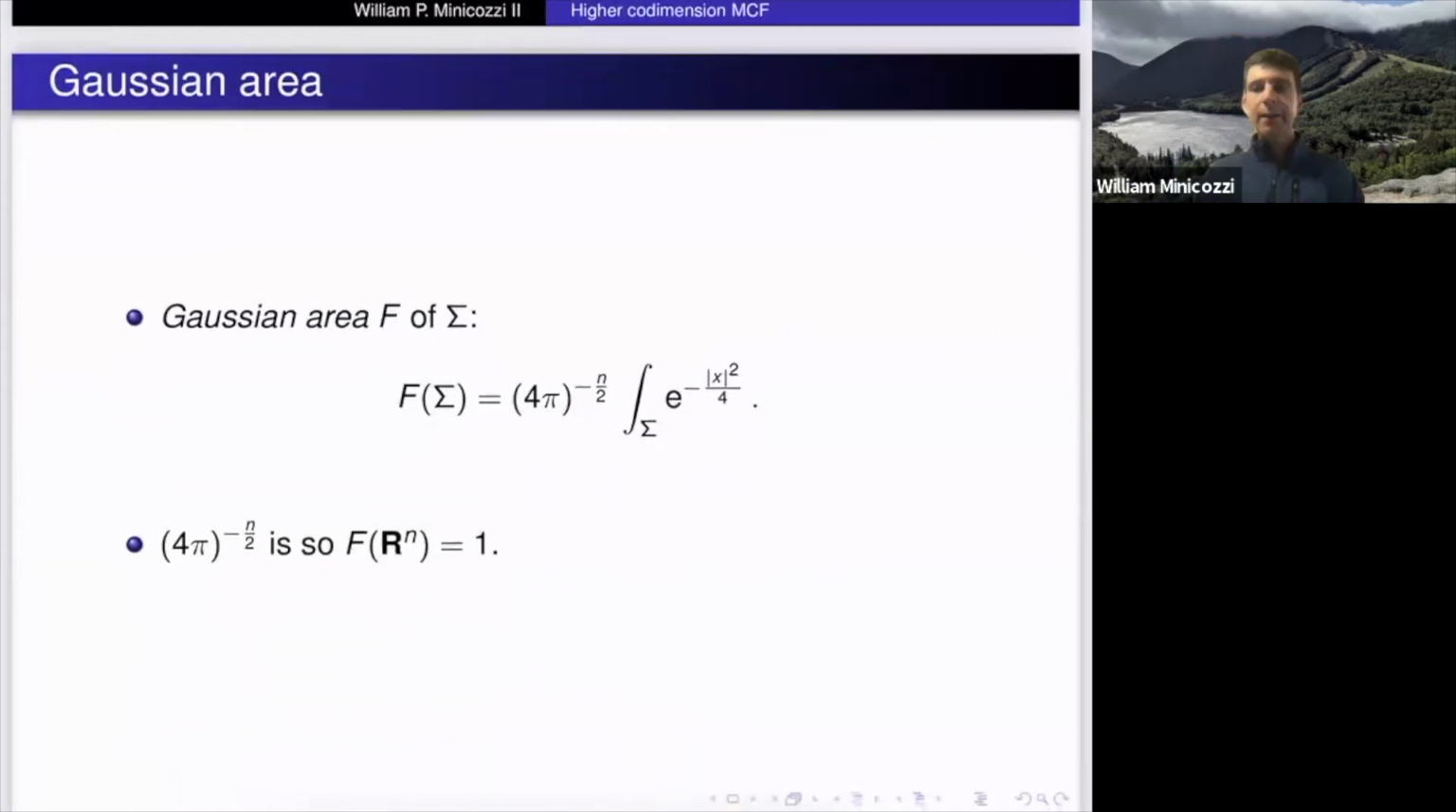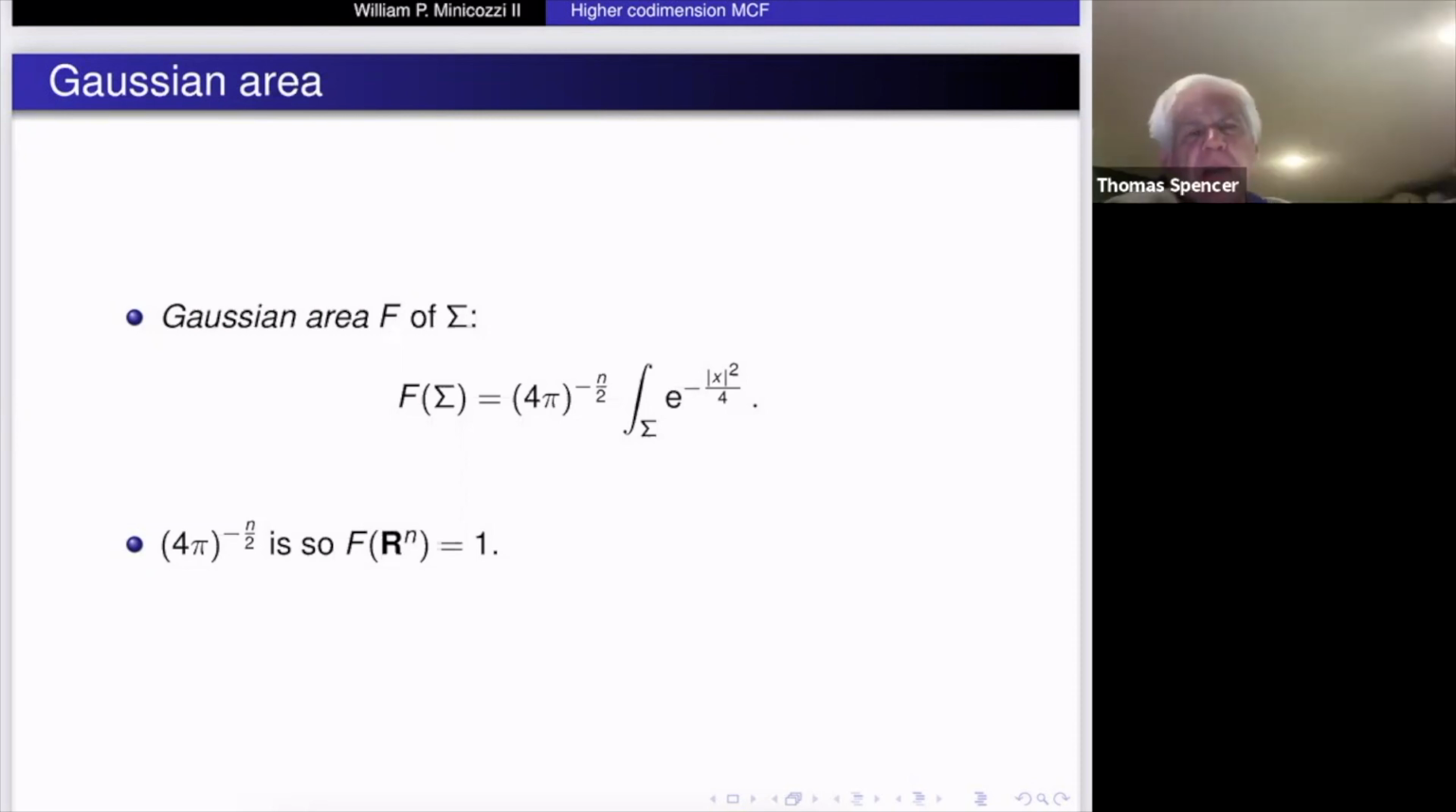Okay, so now I'd like to introduce you to some of the other objects that play a role in this work. The first is what we call the Gaussian area. If I have some submanifold, or even more generally a varifold, or measure theoretic object, sigma, then I define its Gaussian area to be the integral over sigma of e to the minus |x|^2 over 4. And I put this factor of (4 pi) to the minus n over 2 in front. This is just chosen so that if I take a plane through the origin, then this Gaussian area is 1.